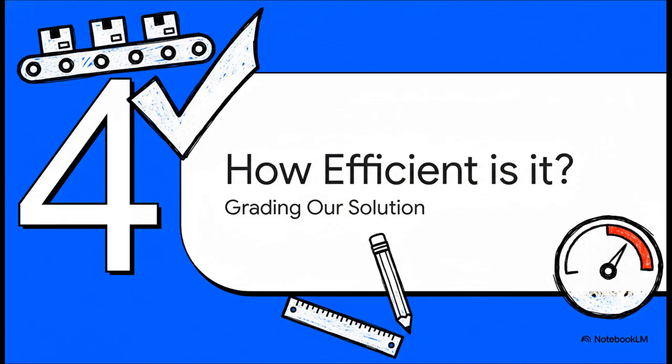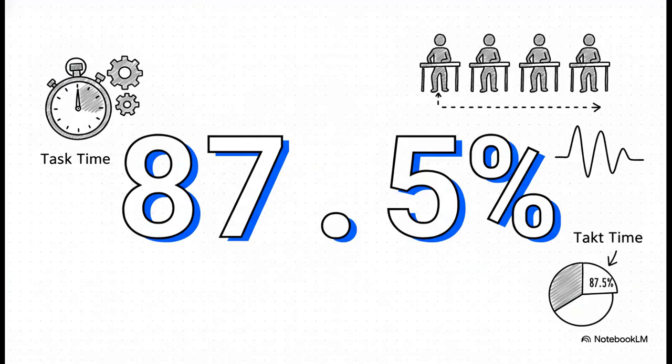But how good is our solution really? Is it a C+? Is it an A? It's time to grade our work by calculating the line's efficiency. So how do we get this number? Well, we calculate efficiency by taking the total task time, that 252 seconds of actual work, and we divide it by the total time we've made available. That's our 5 workstations, multiplied by our takt time of 57.6 seconds. And the result is 87.5%. What this really means is that 87.5% of the time, our operators are actively working, and 12.5% is unavoidable idle time that's just built into the system. For a first pass, that is a very, very solid result.